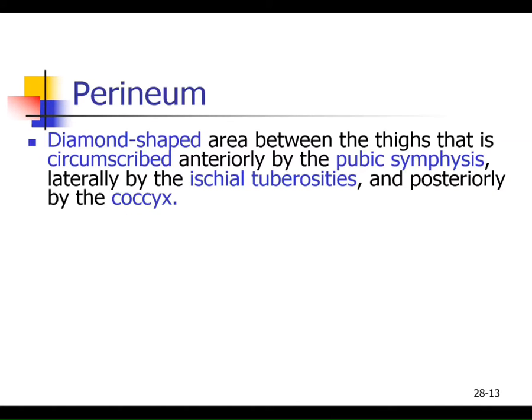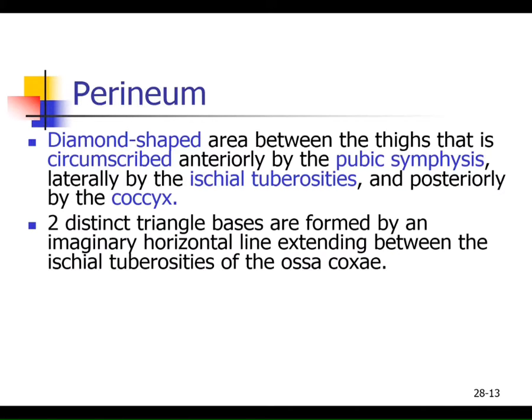Now, the reproductive organs, the external organs, are present in an area of the body called the perineum. Now, the perineum is a diamond-shaped region between your thighs. Basically, if you were to spread eagle your legs, you would be looking at the perineum. And I'll show you the picture of this in a moment, but the perineum is going to be bordered anteriorly by the pubic symphysis. Picture that, right? Going down to your 2 ischial tuberosities, and then finally, posteriorly, by the coccyx.